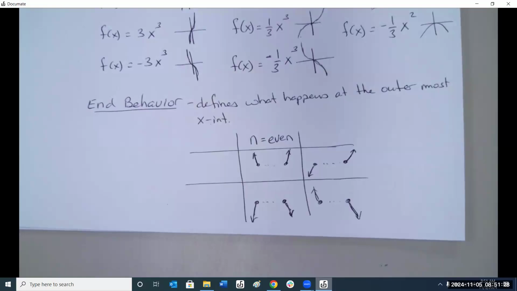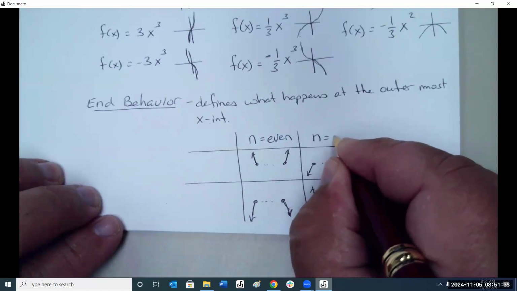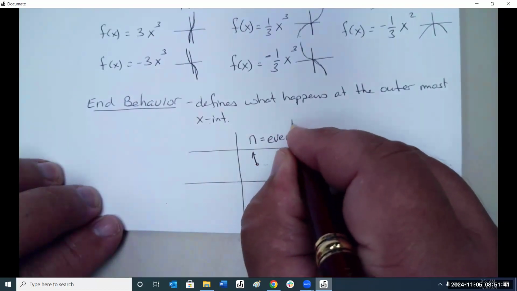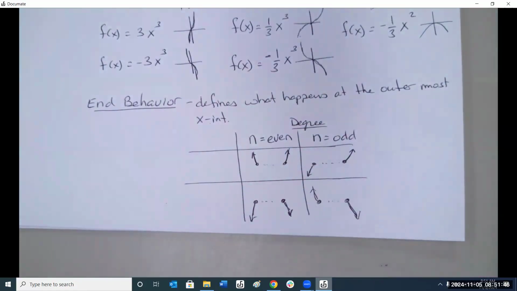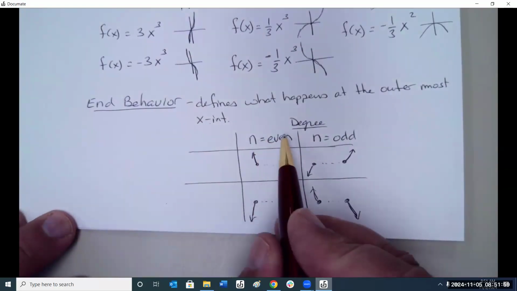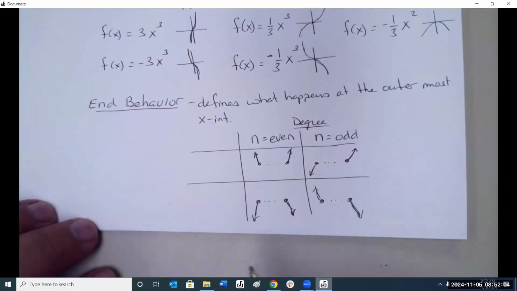If our degree is even, they point the same direction. If our degree is odd, they point opposite directions. Where do we find the degree? The leading term, the exponent of the leading variable, right? So if n, the degree, is even, we know that both ends point the same direction. If it's odd, they point opposite directions.